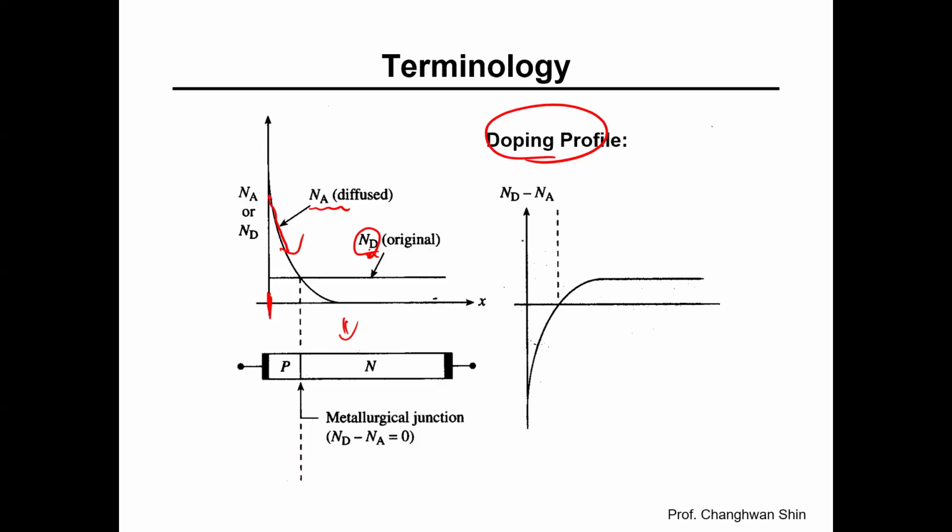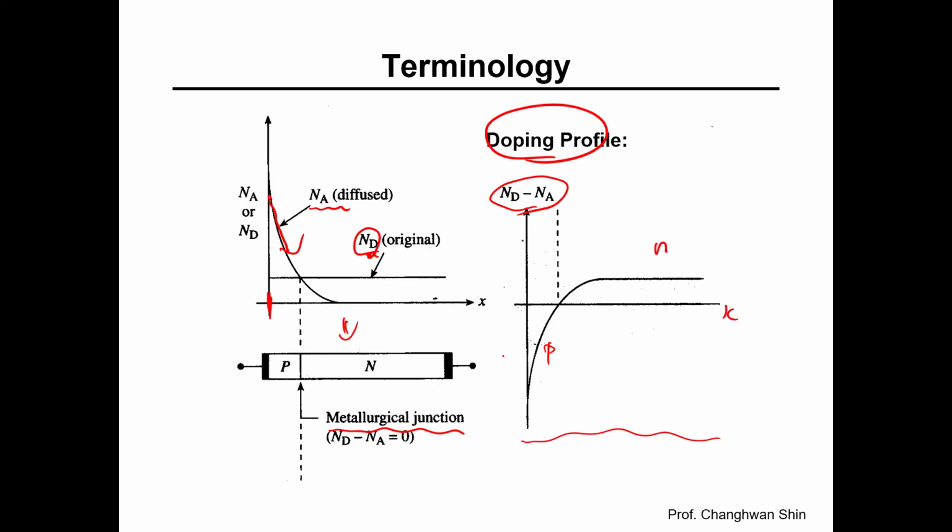At the bottom of the left-hand side, we see the physical structure showing the metallurgical junction. This is the point where N sub A equals N sub D, or equivalently where N sub D minus N sub A equals 0. This is the physical boundary between p-type and n-type regions. On the right-hand side, it shows the net doping concentration, N sub D minus N sub A, across the junction. Above the x-axis, the material is effectively n-type, and below it is effectively p-type.